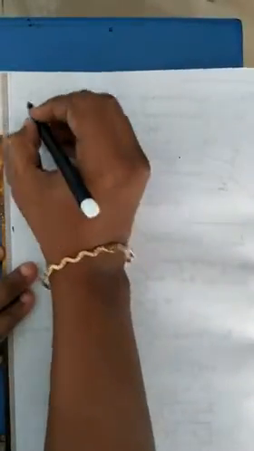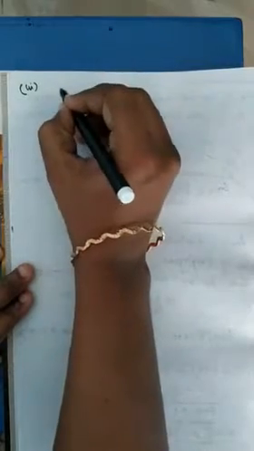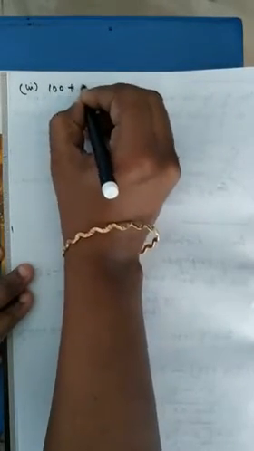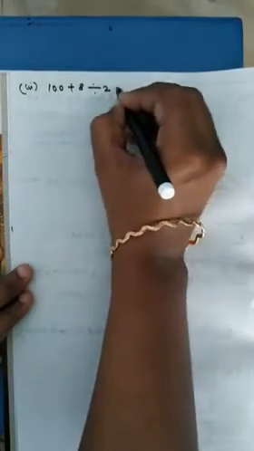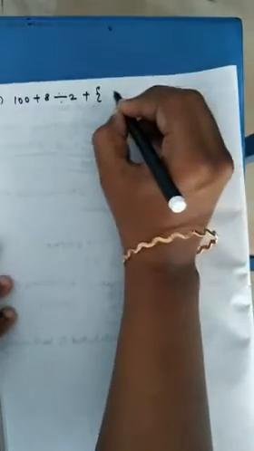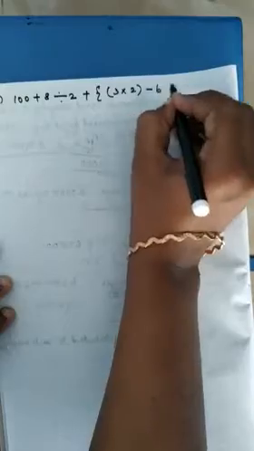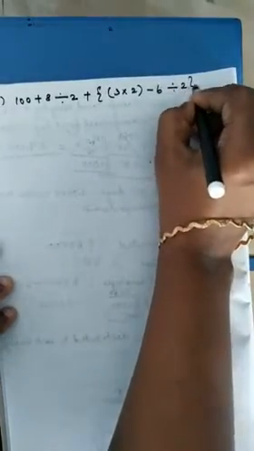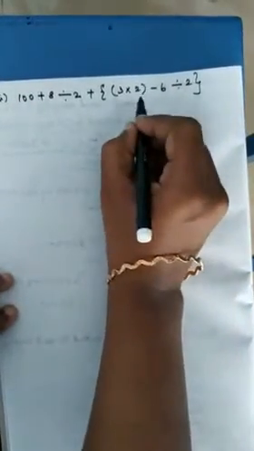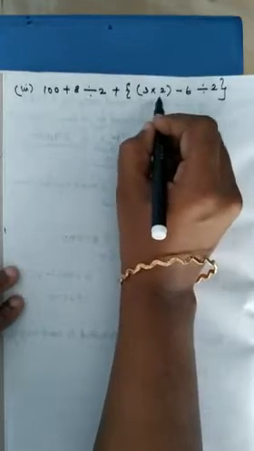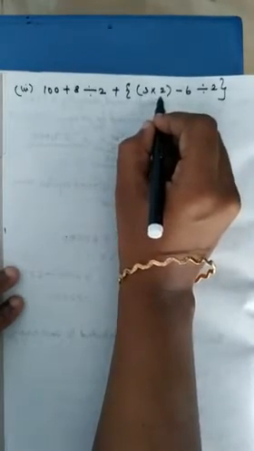Okay, next one, that is my third sum. What is that? 100 plus 8 divided by 2 plus my curly bracket and then one simple bracket 3 into 2 minus 6 divided by 2 and then one curly bracket. As it says, first I will complete this simple bracket.